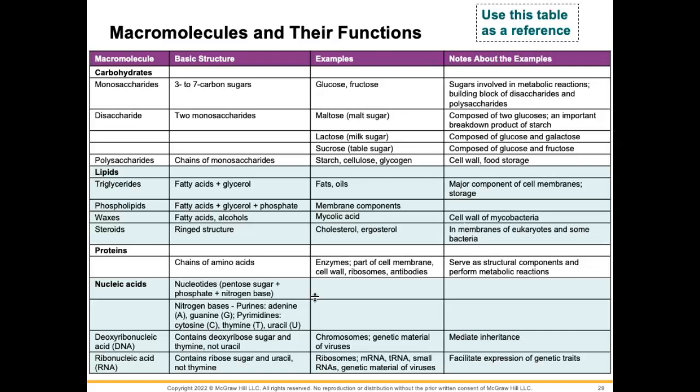So just, again, use this as a reference. I might ask you what makes up a monosaccharide. Glucose makes up monosaccharides. Fructose. What is a disaccharide? Maltose, lactose, sucrose. Polysaccharides: starch, cellulose, and glycogen. Okay, so just note these 2 columns in reference to these macromolecules here.